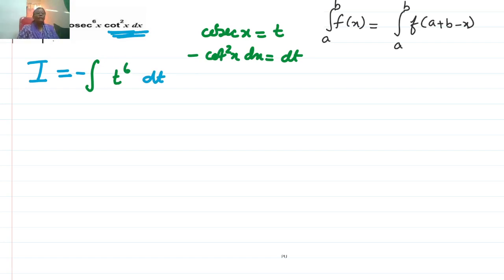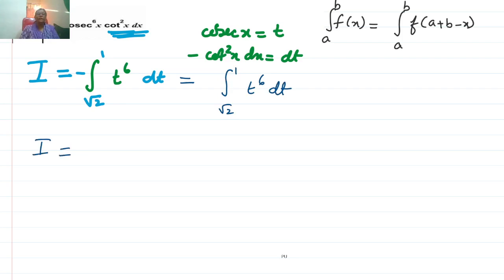Now what about the limits? When x is pi on 4, t becomes cosec pi on 4, that is root 2. And when x is pi on 2, t is cosec of pi on 2, which is 1. So the upper limit is less than the lower limit. So we'll have to rewrite this expression as the integral from 1 to root 2 of t to the index 6. So this is the final integration that we have.